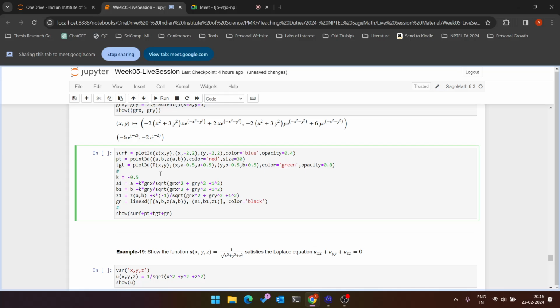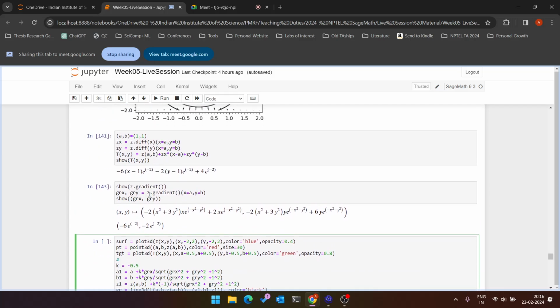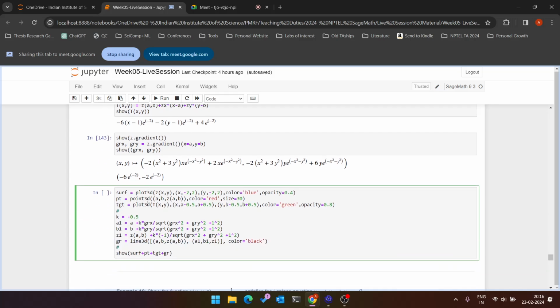Next, I also want to calculate the normal to that surface. That is basically calculated as a line moving from (a, b, z of ab) to coordinates A1, B1, Z1. A1, B1, Z1 are defined using these gradient values that we calculated here.